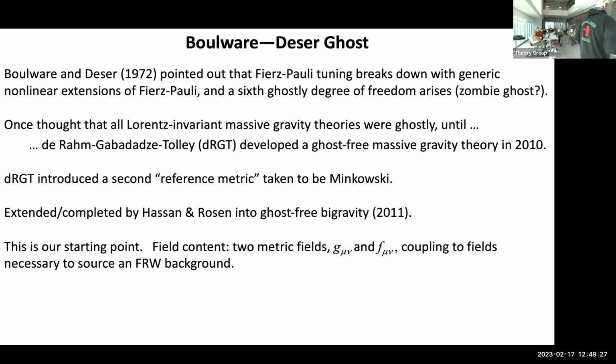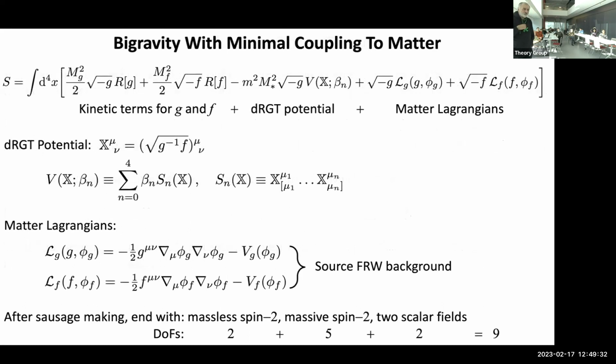Okay, so how does it couple to matter? This is the bigravity action. There are kinetic terms for the two metric fields, something called the dRGT potential, which I'll say a word about in a moment, and matter Lagrangians. In order for the theory to be healthy, ghost-free, you cannot couple the same matter field to both the G and the F term.